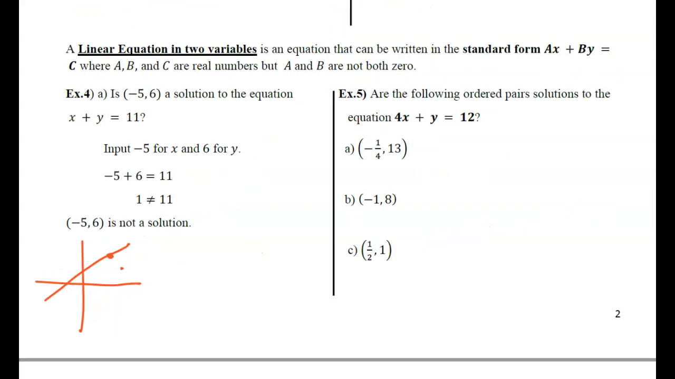All right. And you can see when they put it in, it didn't come out as true. And so that tells us (-5, 6) is not a solution. Okay, so we're going to just look at 2 of these points.